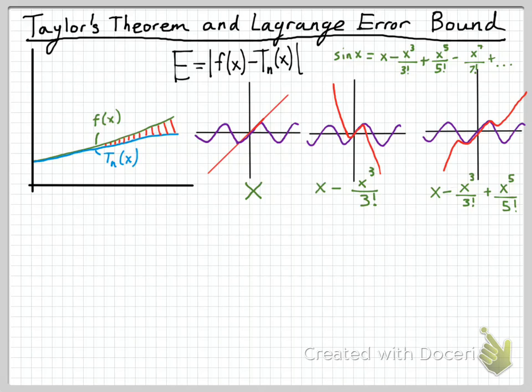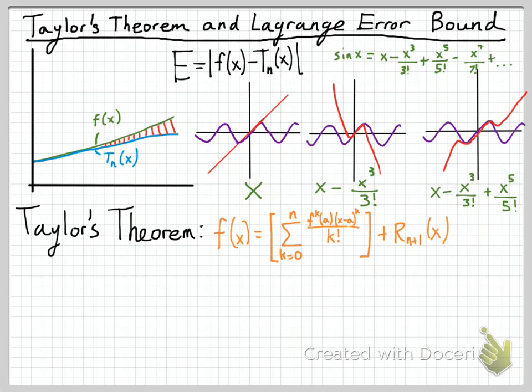Now, if you add whatever difference there is between the function and its approximation to that approximation, then you should get the value of the function itself. This is the basis of Taylor's theorem, which states that the exact value of the function equals the nth degree Taylor approximation at a added to some remainder. If you know the exact value of the remainder, there's no need to approximate because the value will be exact.